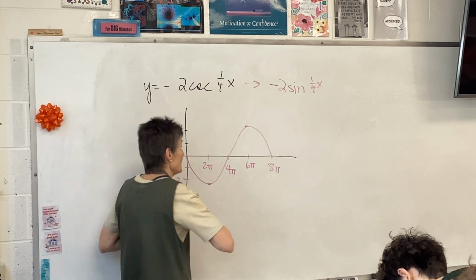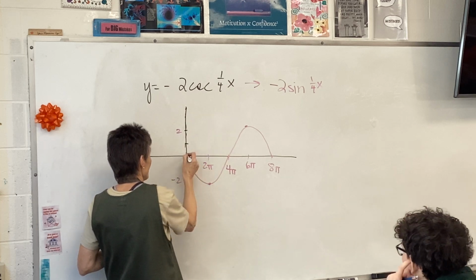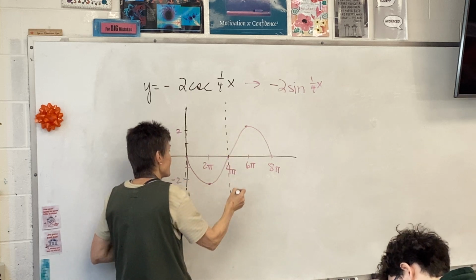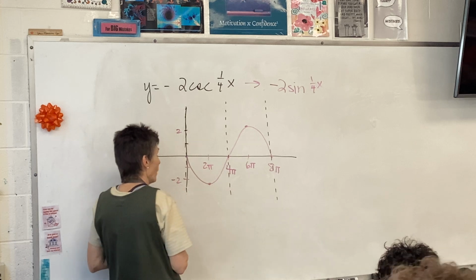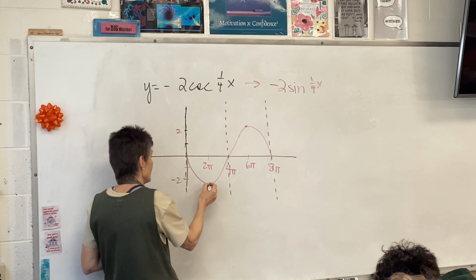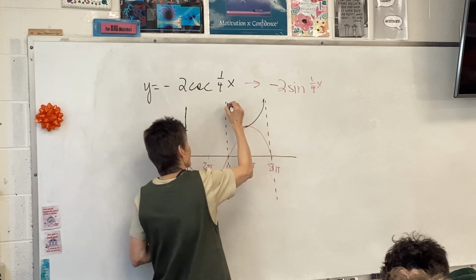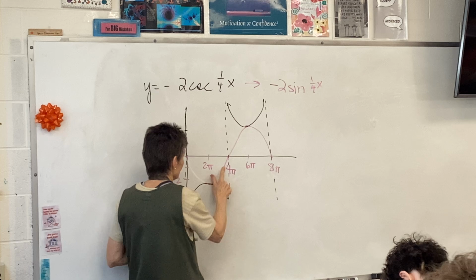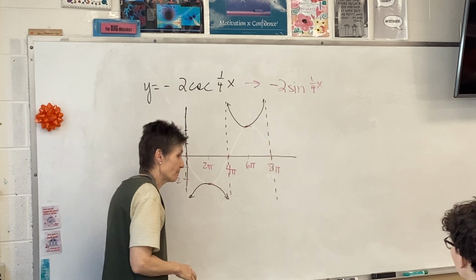Now I'm going to turn it into a cosecant by dropping in my asymptotes every time I have a 0. If the sine is 0, the cosecant is undefined, 1 over 0. And then I'll flip my curves. So the black thing is the answer to the question.